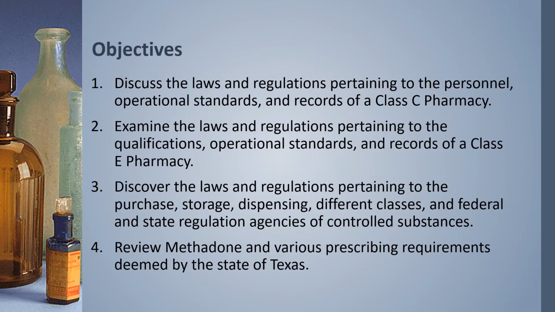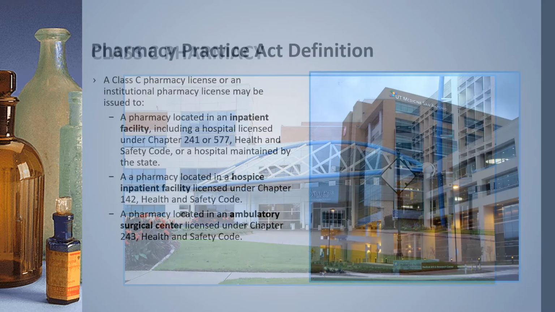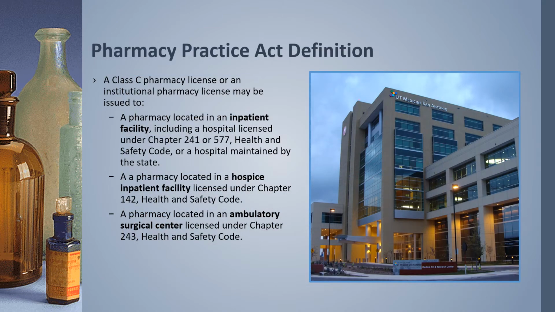These are the objectives that we're going to cover during this lecture. Let's go on and dive into the content. First, we're going to discuss the laws and regulations pertaining to the personnel, operation standards, and records of a Class C pharmacy. Class C pharmacy is a synonymous way of saying institutional pharmacy. A Class C license can be issued to a pharmacy located in an inpatient facility, a pharmacy located in a hospice inpatient facility, or a pharmacy located in an ambulatory care surgical center.